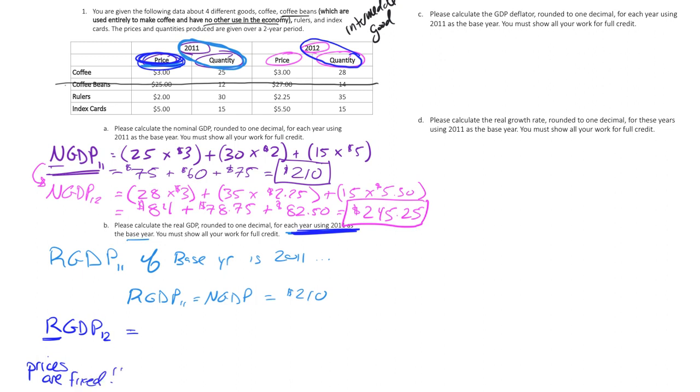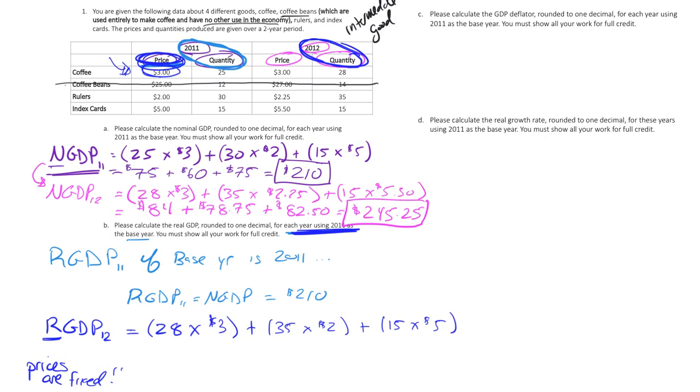So we're going to take the quantities in 2012, which we focused on up here. So we've got 28 for coffee. But the prices are going to come back here for 2011, so that will be $3. We'll do the same thing when we're looking at rulers. We saw there were 38 produced in 2012, but the price was only $2 back in 2011. We'll do the same thing for index cards, where there were 15 produced and it was $5 back in 2011.